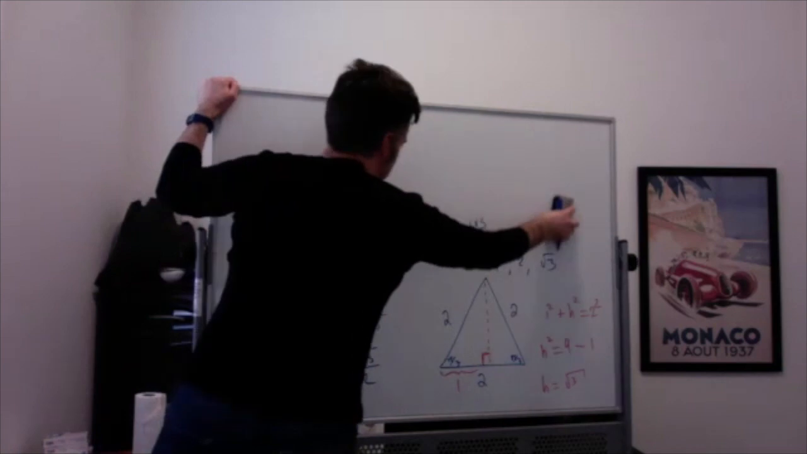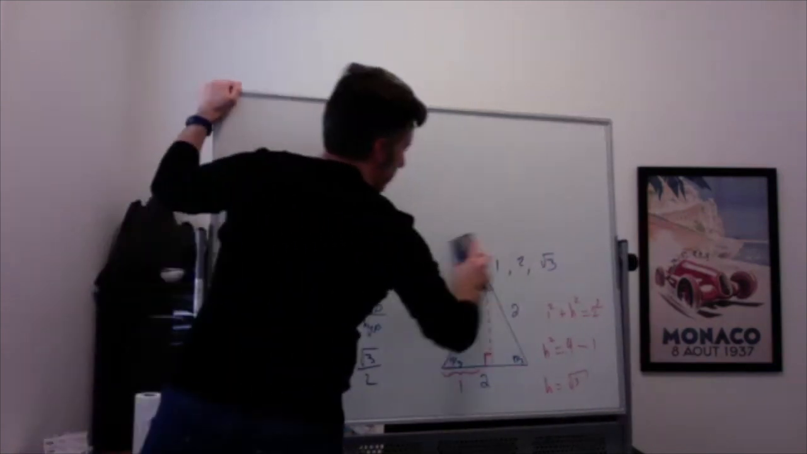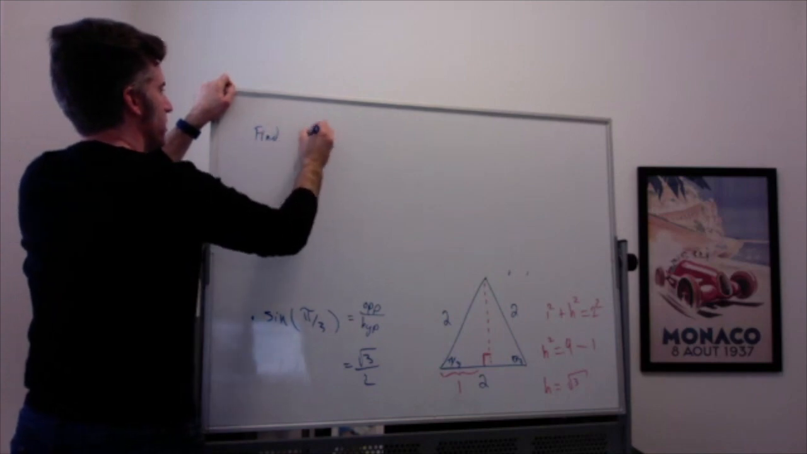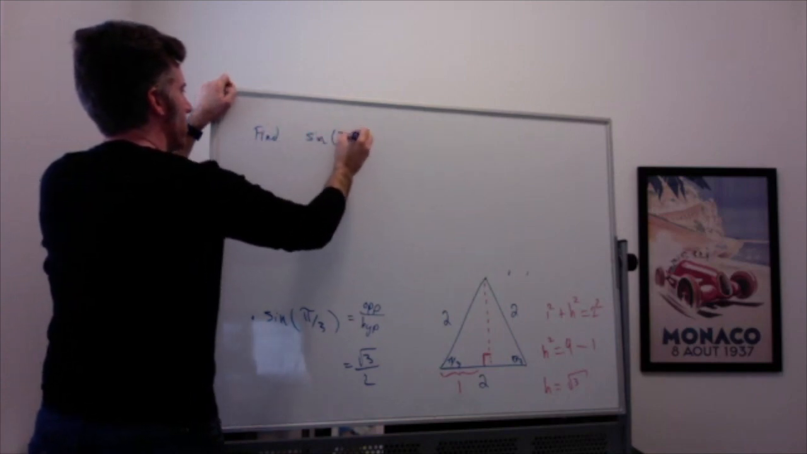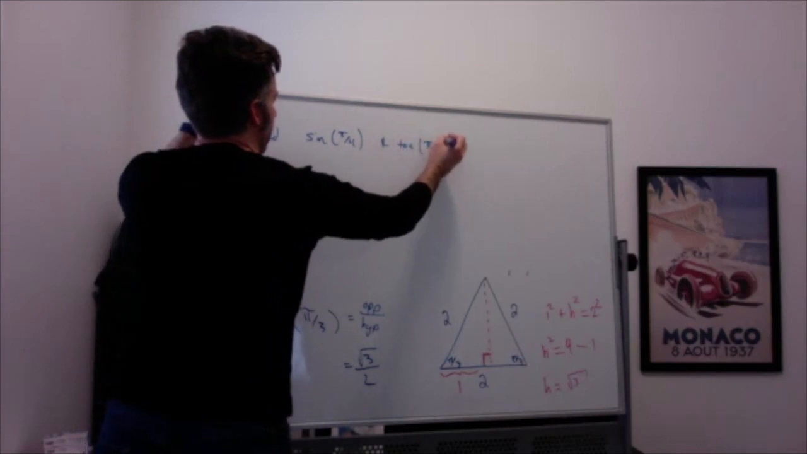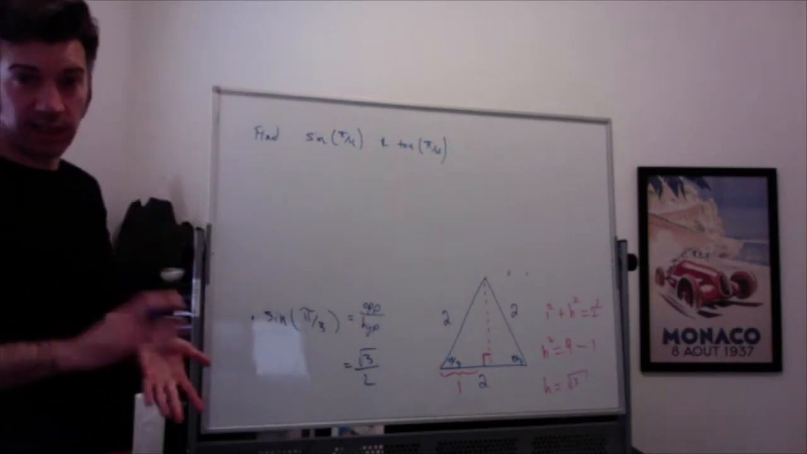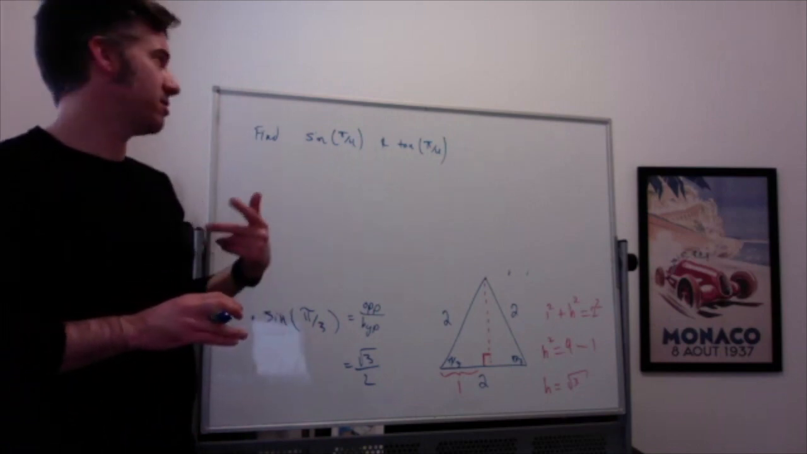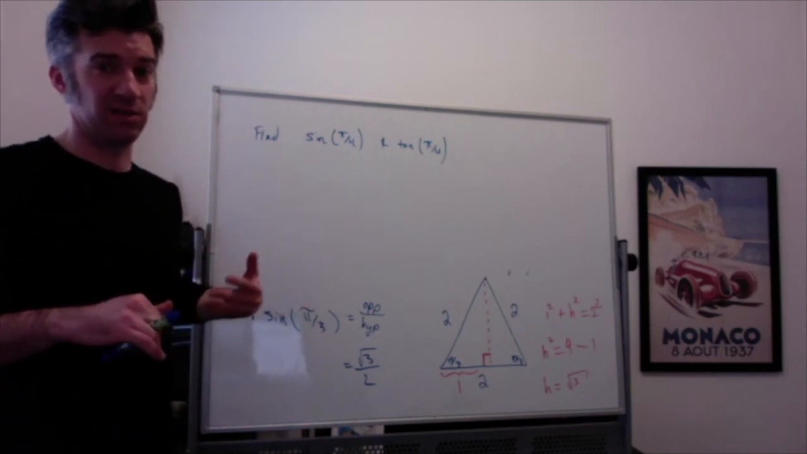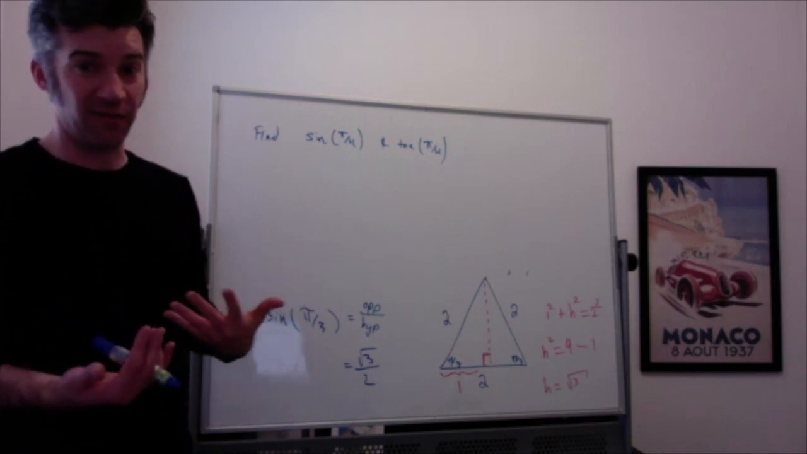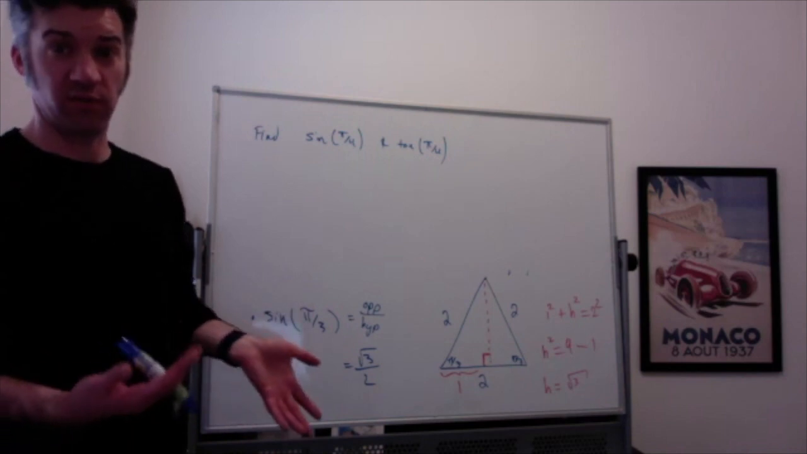So I could also ask a question like, find sine of pi over 4 and tangent of pi over 4. Again, you definitely shouldn't use a calculator to find sine of pi over 4. Not because you can't, but because, depending on the calculator, it might tell you that the answer is 0.707, which is an approximation. And we want the exact value, which is the square root of 2 over 2.